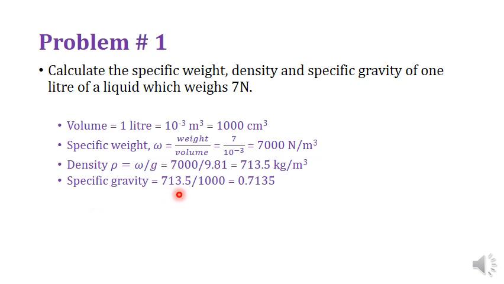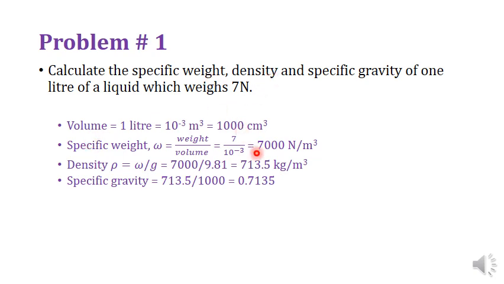For specific gravity, the density of the fluid under observation needs to be divided by the density of the standard fluid, and here we consider the standard fluid as water, as I have told you. For water the density is 1000 kg per meter cube, so you get 0.7135 without units, because it is a ratio of the density of the fluid divided by the density of the standard fluid, water. So no units at all.